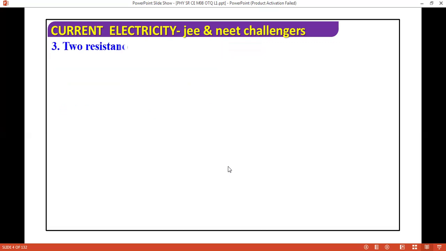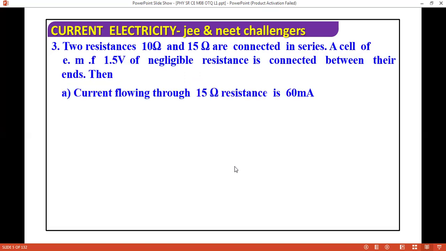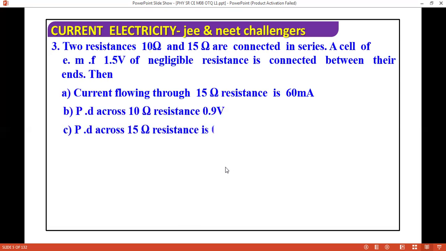Next question: two resistances, 10 ohm and 15 ohm, are connected in series. A cell of EMF 1.5 volt of negligible resistance is connected between their ends. Then the current flowing through the 15 ohm resistance is 60 milliampere. Basically, in this question, a potential of 1.5 volt is applied, and resistances of 10 ohm and 15 ohm are connected in series.